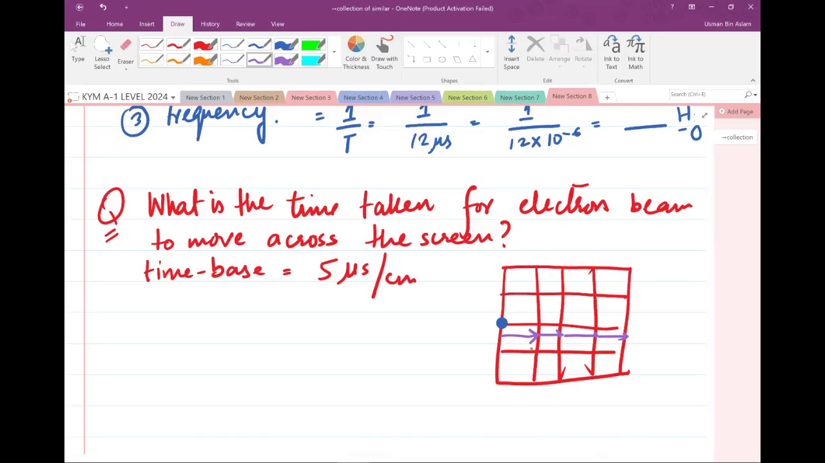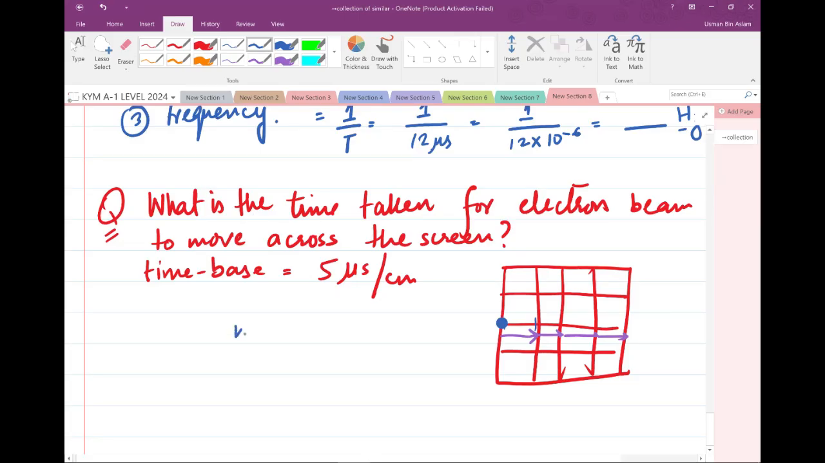Sir, could you show the formula again? You don't really need the formula for that. Formula is for newbies. You are studying physics for very long. One box represents 5 microseconds. How many boxes are there horizontally? 1, 2, 3, 4. Absolutely. There are 4 boxes horizontally towards the right.